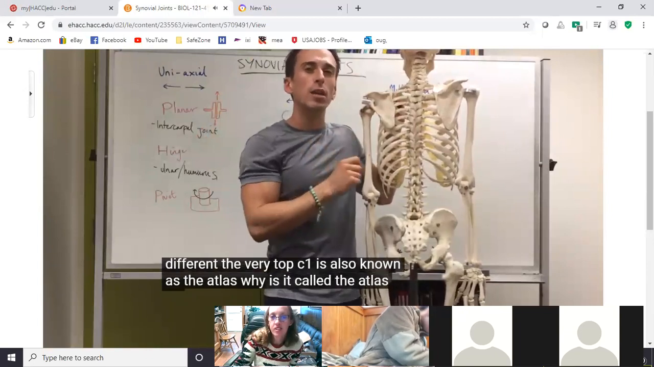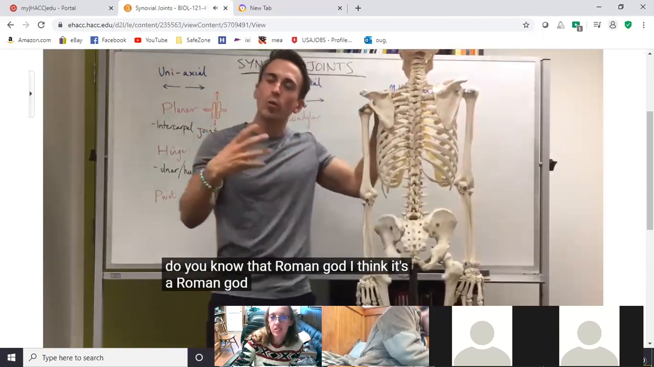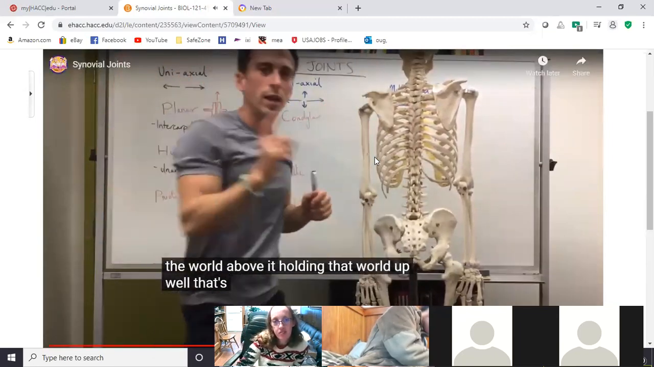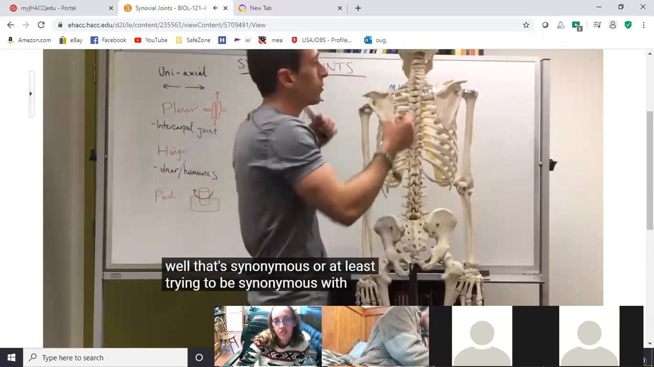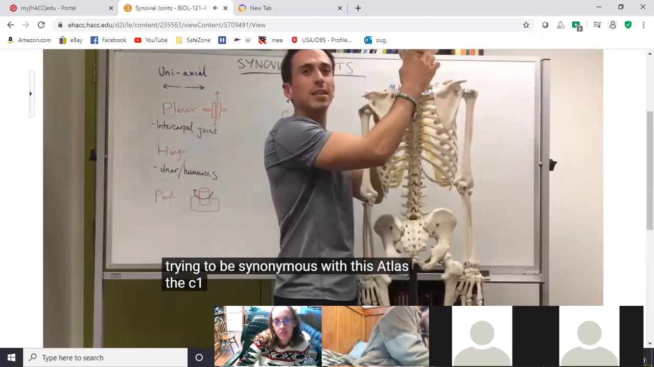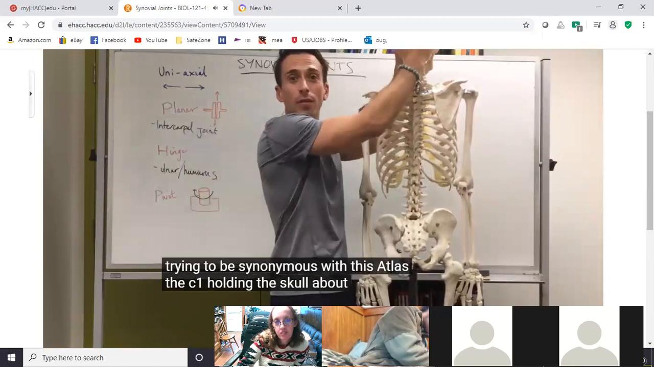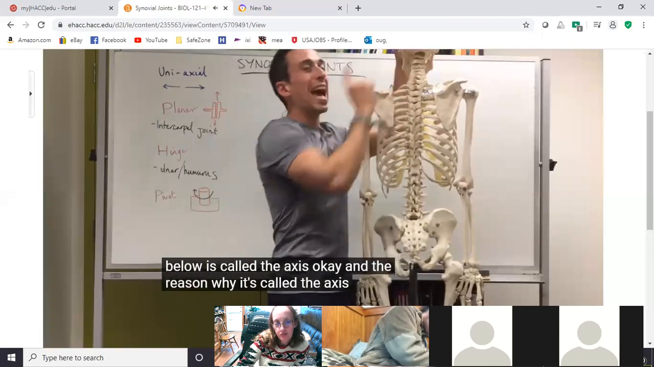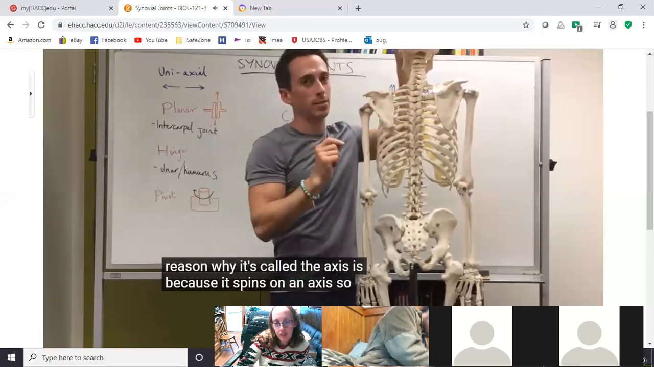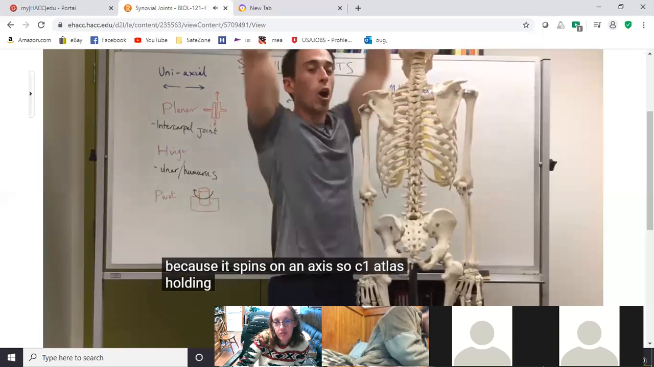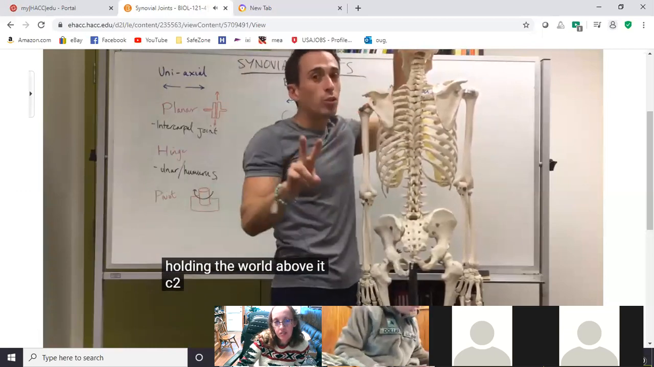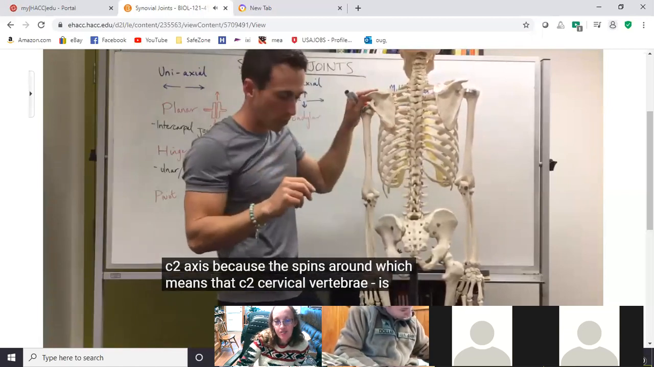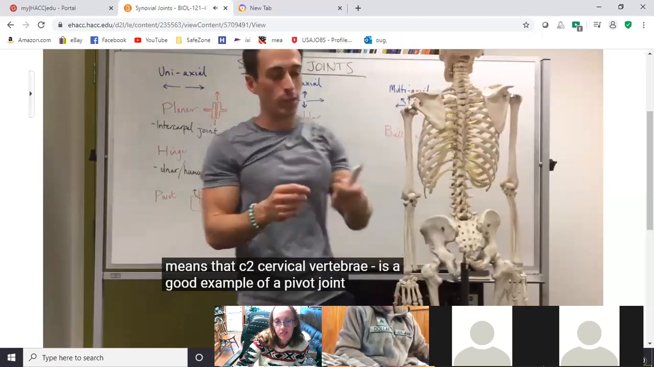Why is it called the atlas? Do you know that Roman god, I think it's a Roman god or Greek god, that's holding the world above him, holding that world up? Well, that's synonymous, or at least trying to be synonymous, with this atlas, the C1 holding the skull above it. The one below is called the axis. The reason why it's called the axis is because it's spinning on the axis. So C1, atlas, holding the world above it. C2, axis, because it spins around, which means that C2, cervical vertebrae 2, is a good example of a pivot joint.